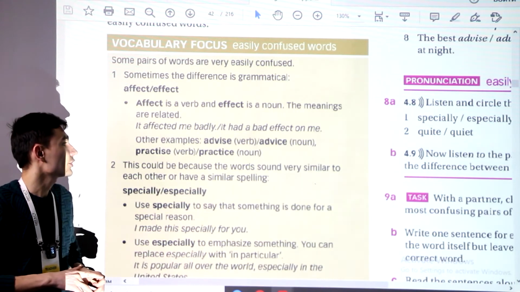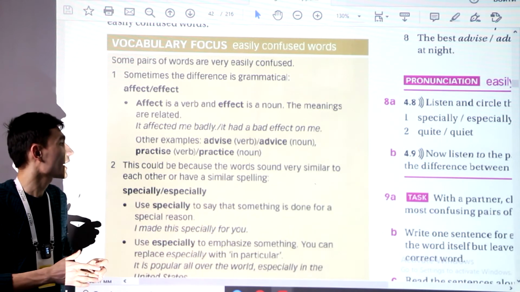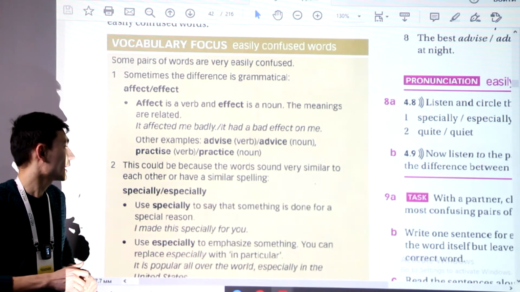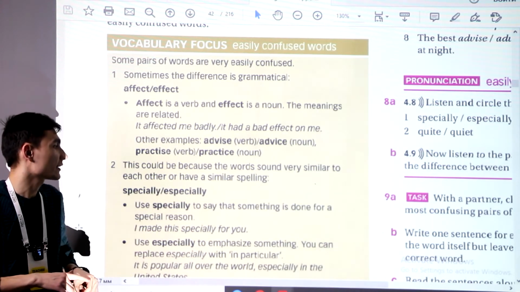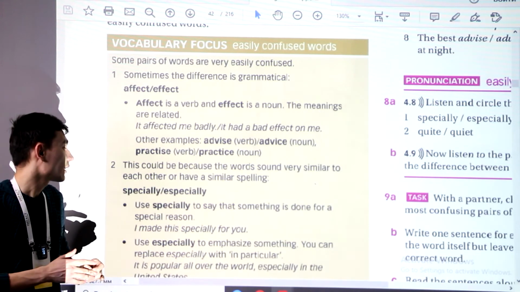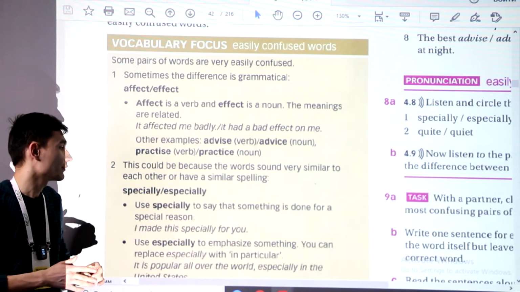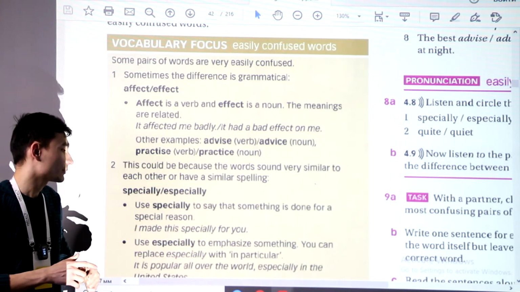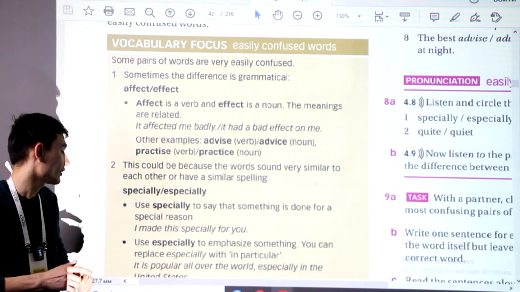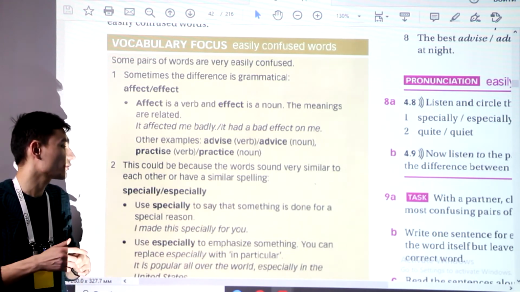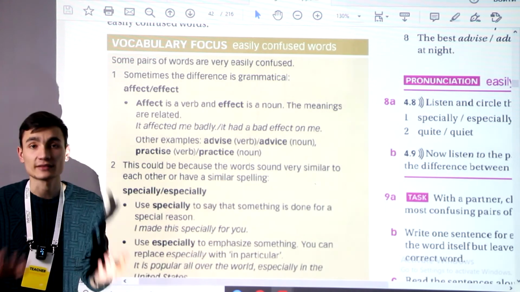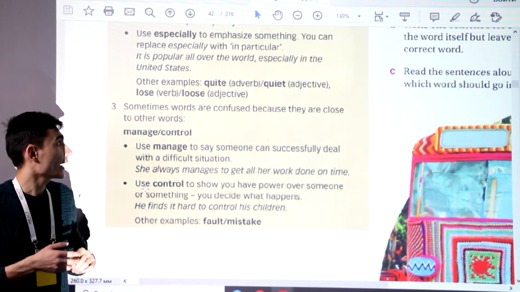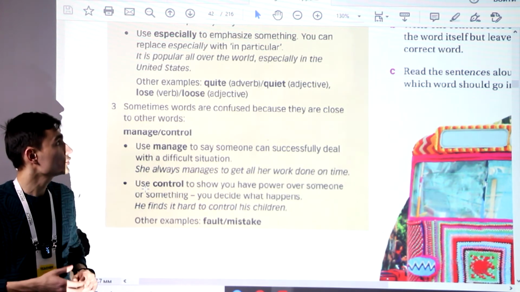2. This could be because words sound very similar to each other and have a similar spelling. And here, other examples are specially and especially. Use specially to say that something is done for a special reason. And here an example is, I made this specially for you. And use especially to emphasize something. You can replace especially with in particular, and here an example is, it is popular all over the world, especially in the United States. And here other examples are quite, adverb, quite, adjective, lose, verb, lose, adjective.